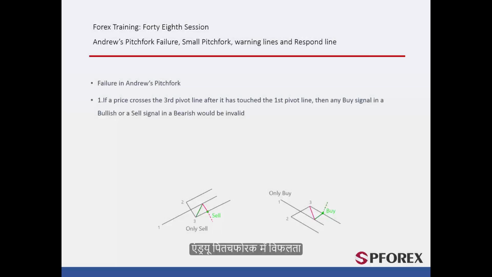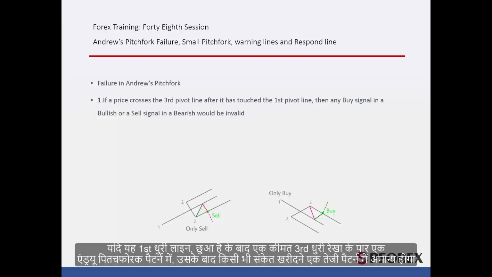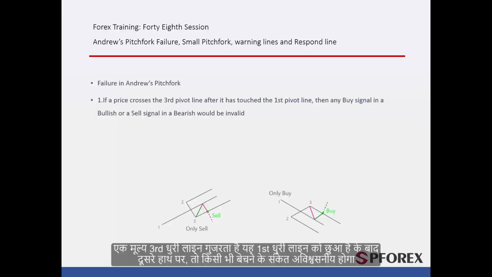Failure in Andrew's Pitchfork. In an Andrew's Pitchfork pattern, if a price crosses the third pivot line after it has touched the first pivot line, then any buy signal would be invalid in a bullish pattern. On the other hand, if a price passes the third pivot line after it has touched the first pivot line, then any sell signal would be unreliable.